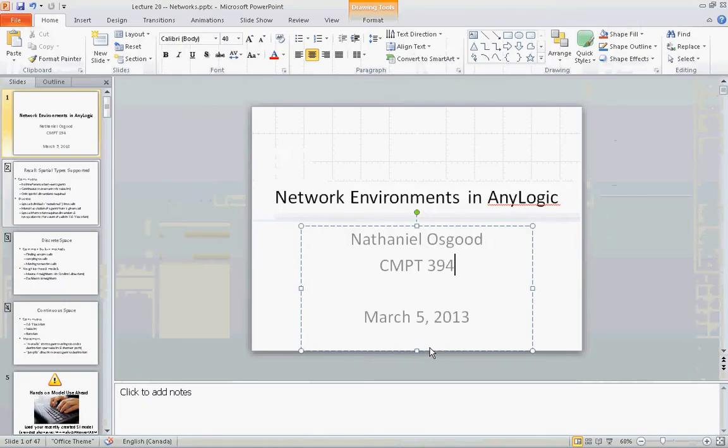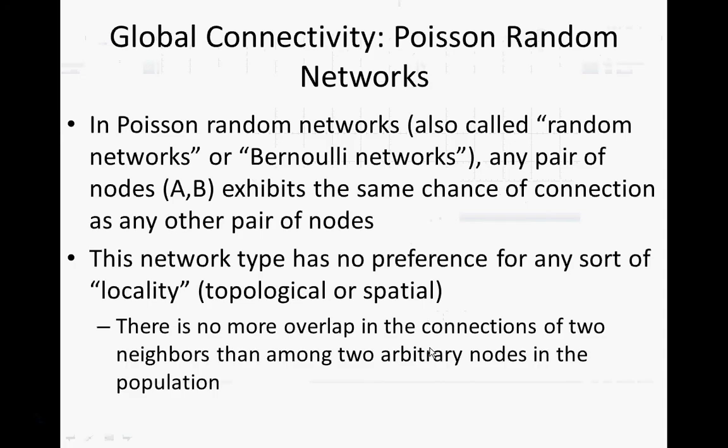Okay, so let's talk now about arguably the most common type of network, which goes by a bunch of different names. Some people call it Bernoulli network, Poisson random network, Erdos random network, after the famous mathematician Erdos. We used to work with him. And here you have a total contrast to what we've been looking at.